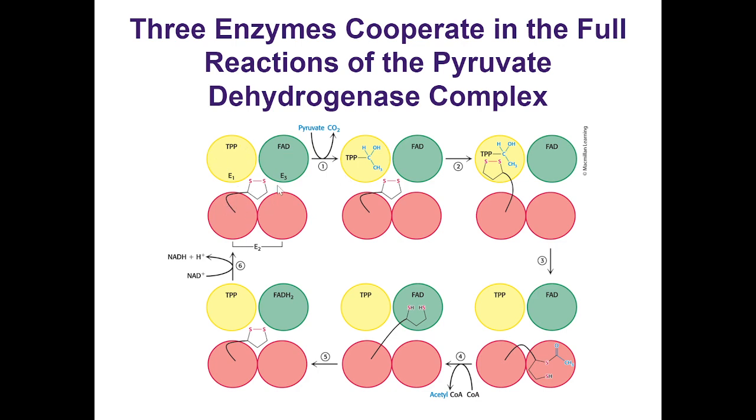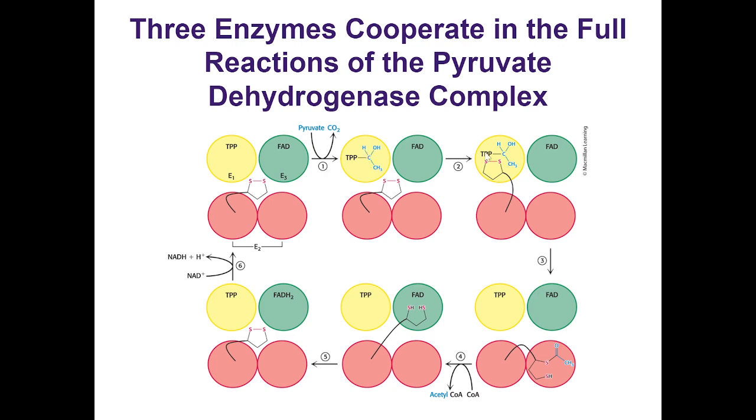And see the flexible arm there? Okay. So this is going to be the E2 portion, E1 portion, E3 portion. Remember the E3 portion has the prosthetic group, the FAD. The E1 has the TPP. The E2 has this lipoamide, right? And so we have our prosthetic groups on each portion that we can see. The first part of this reaction, pyruvate is going to have one of the CO2 groups chopped off it, and it's going to bind to the TPP here, right? And so that's that first portion of the reaction.